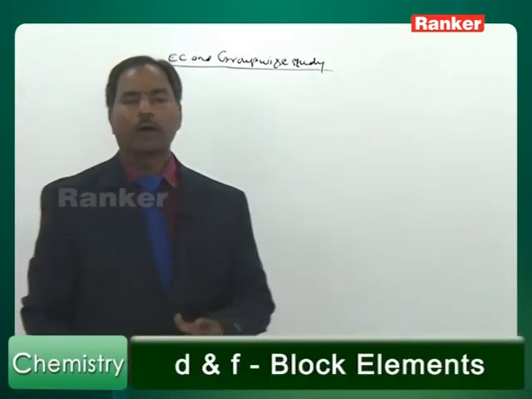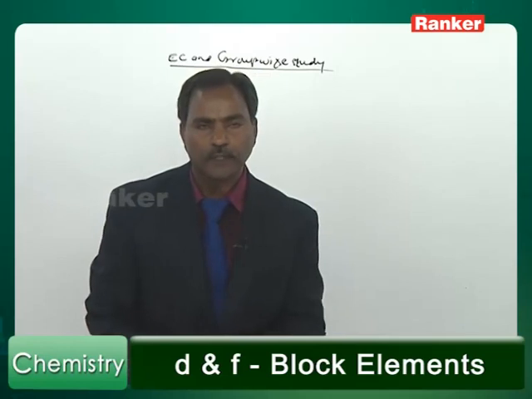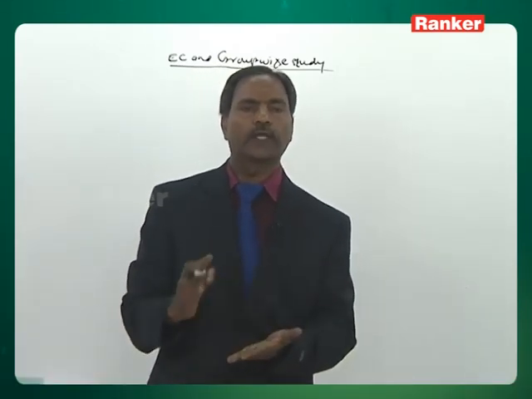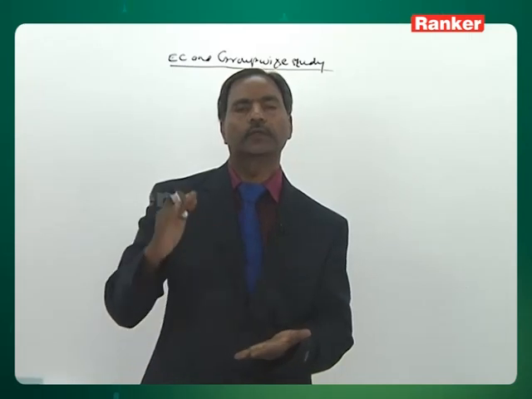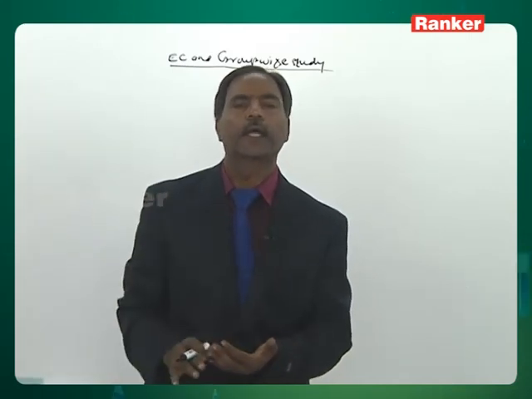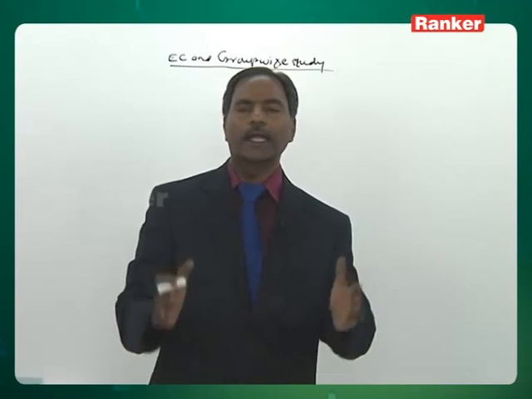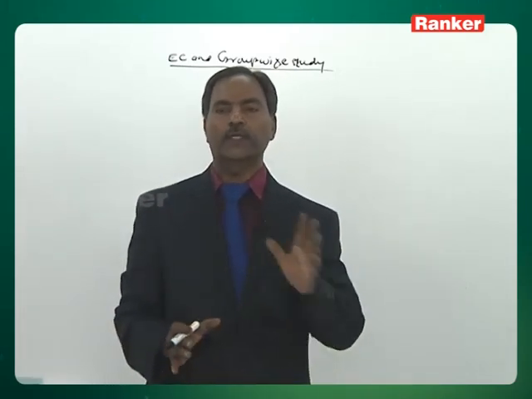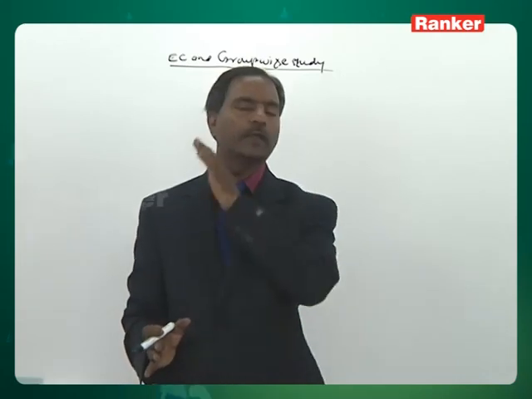All the S and P block elements are classified as what? A subgroups: first A group, second A group, next third, fourth, fifth, sixth, seventh, and zero group. S and P block elements are classified as A subgroups, first A to seventh A.